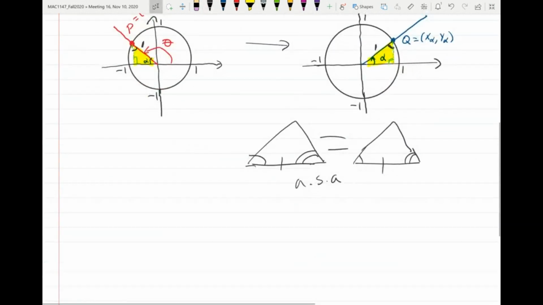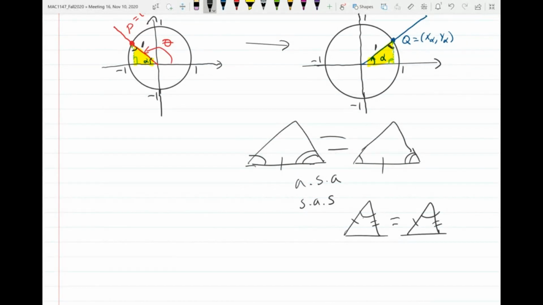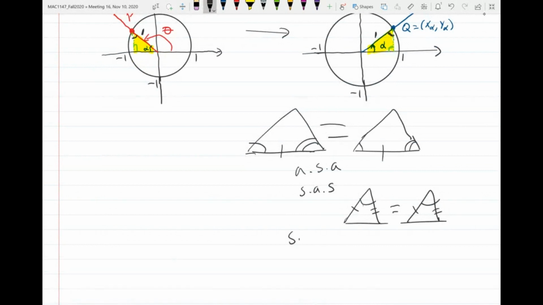There are three criteria for equality: angle side angle, side angle side, so that's two sides and the angle in between. If this happens, then the two triangles are going to be equal to each other. Or side side side, meaning if the three sides are equal, then the triangles are going to be equal to each other as well. You remember these criteria of equality?